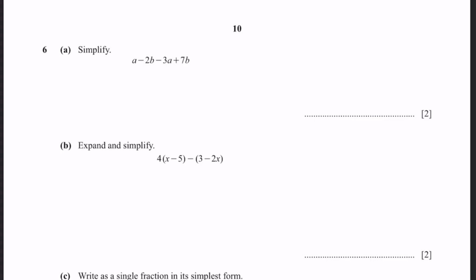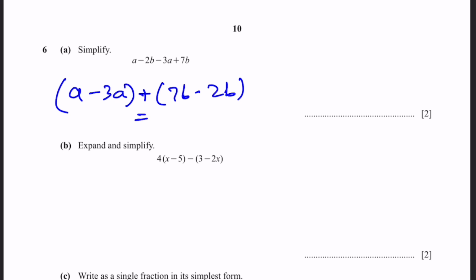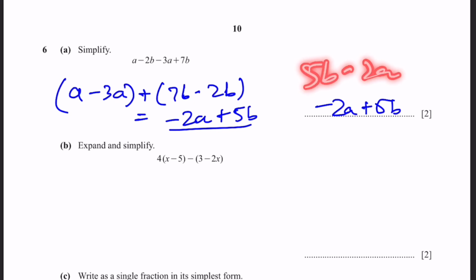A. Simplify a minus 2b minus 3a plus 7b. So first we can group the like terms. A minus 3a plus 7b minus 2b. That's going to be minus 2a plus 5b. You can write it as 5b minus 2a. It's still correct. That's our answer. Let's go to part B.